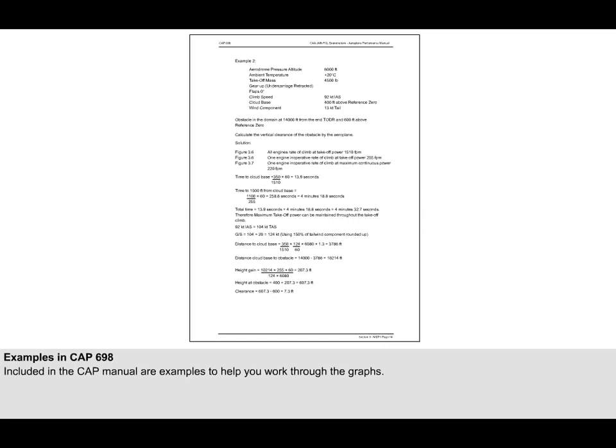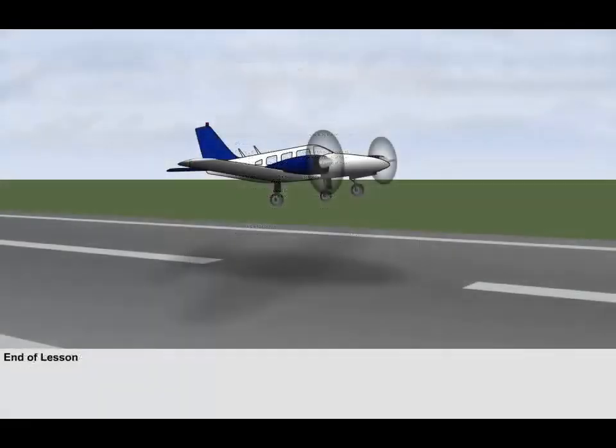The examples mentioned and the ones in the question bank are all important. They help you to practice the theory you have learnt and familiarise you with the types of questions that you may encounter in the ATPL exam itself. This completes the lesson on Class B multi-engine climb requirements.